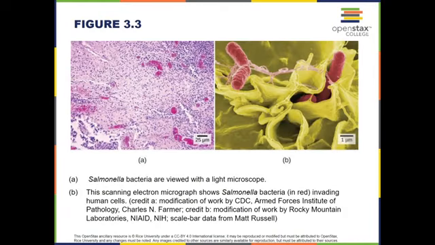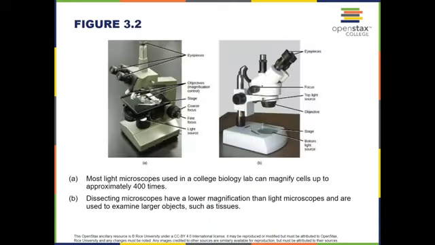Here are two more images. So you can see Salmonella bacteria on the left viewed with a light microscope, and then a scanning electron micrograph is on the right. See how much more detail we can get of that Salmonella bacteria using an electron microscope. So both transmission and scanning electron microscopes are going to allow for a lot more detail and a lot more magnification than a regular light microscope.